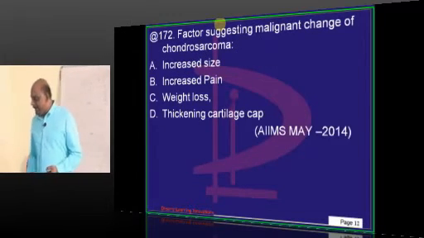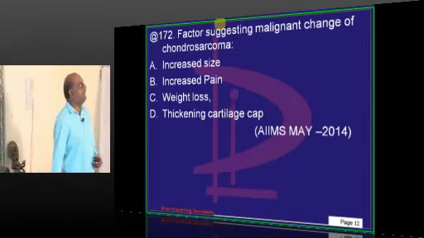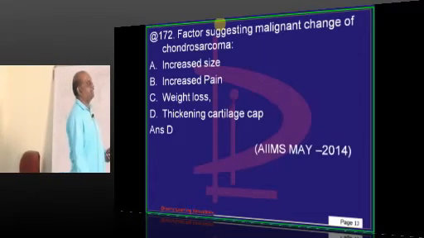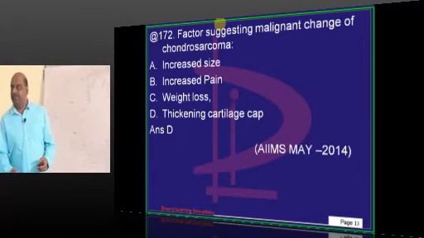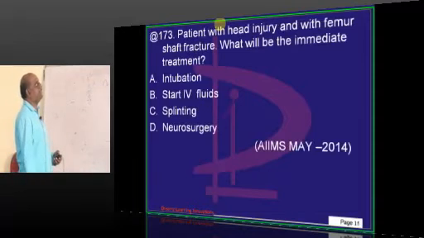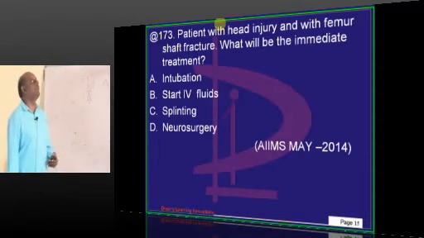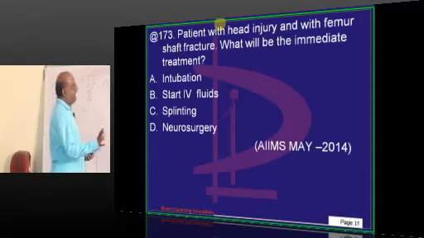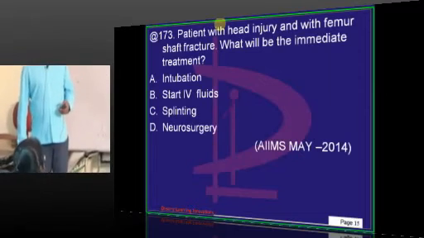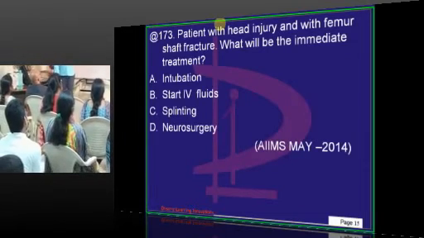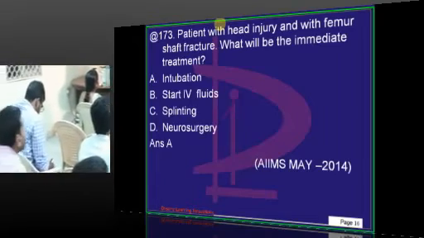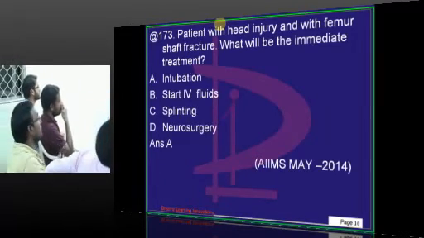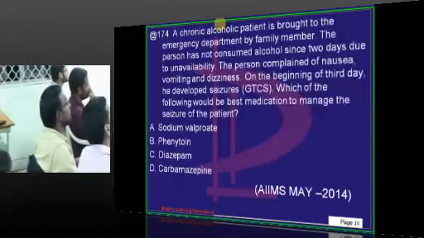What suggests that there is a malignant change in chondrosarcoma? The thickening of the cartilage cap is a very important specific feature that is suggestive of chondrosarcoma. There is a head injury and also a femur injury. So this is a simple question, A, B, C, D. Airway is first, so intubation is first. That's what you need to basically do.